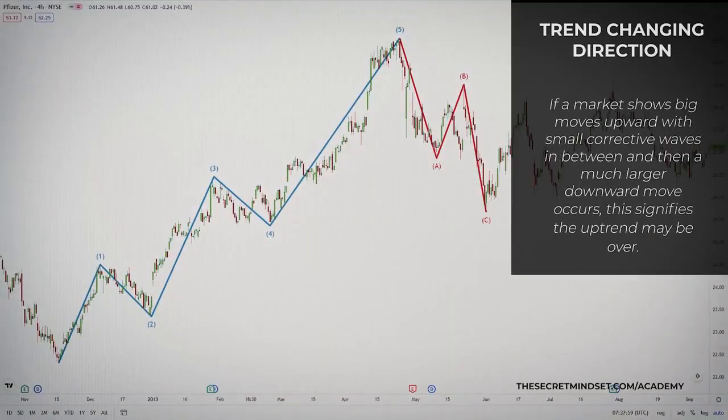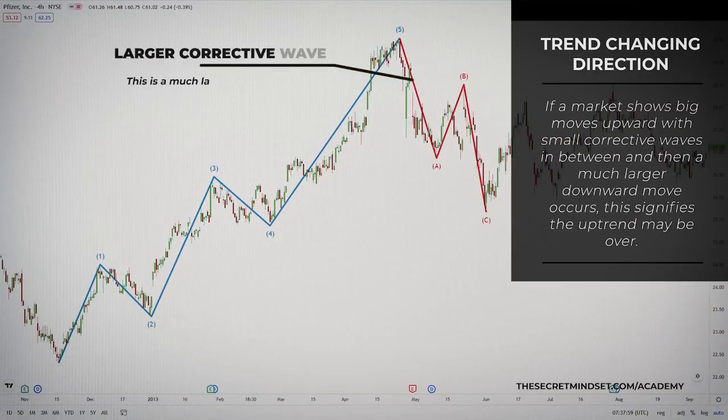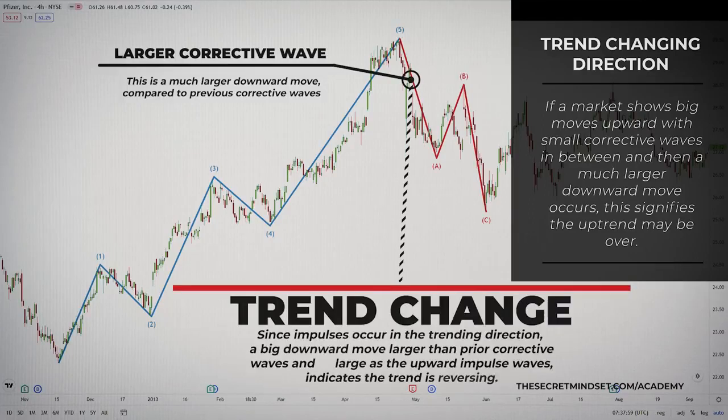The idea of impulse and corrective waves is also used to determine when a trend is changing direction. If a market shows big moves upward with small corrective waves in between, and then a much larger downward move occurs, this signifies the uptrend may be over. Since impulses occur in the trending direction, a big downward move larger than the prior corrective waves and as large as the upward impulse waves indicates that the trend is reversing.